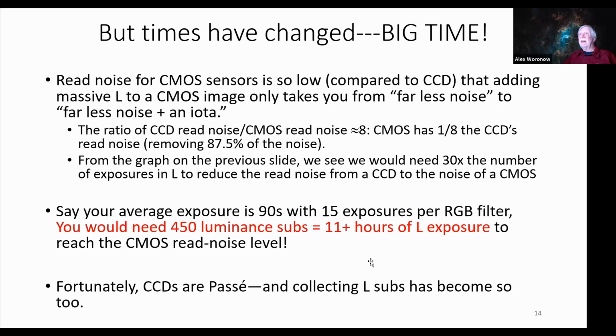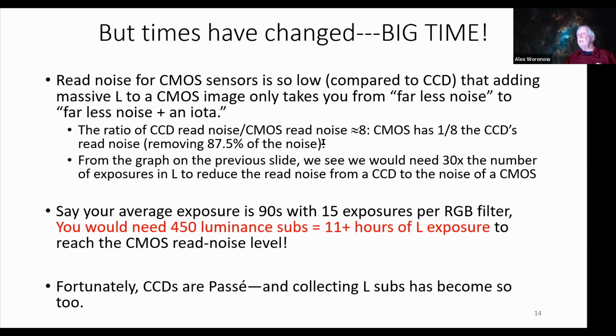So times have changed, and CMOS sensors have much lower read noise, for instance, than do CCD images. CCD read noise divided by CMOS read noise is about 8. It's been reduced by about a factor of 8 in these modern cameras.